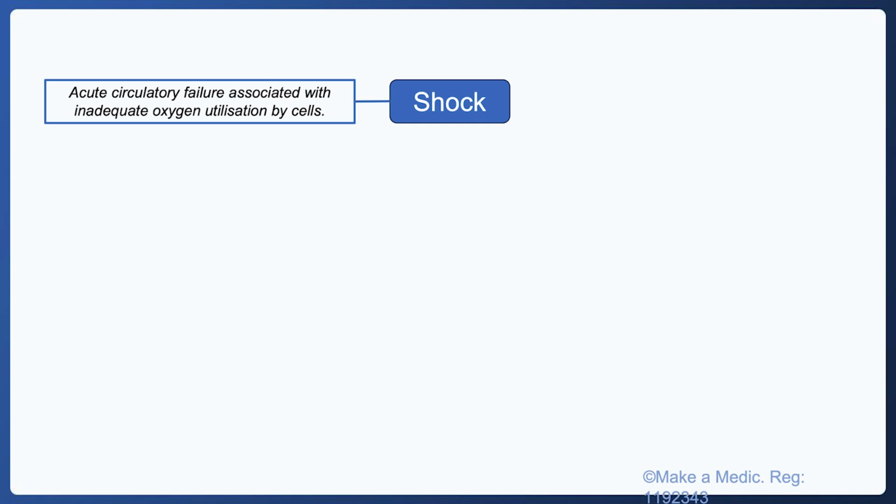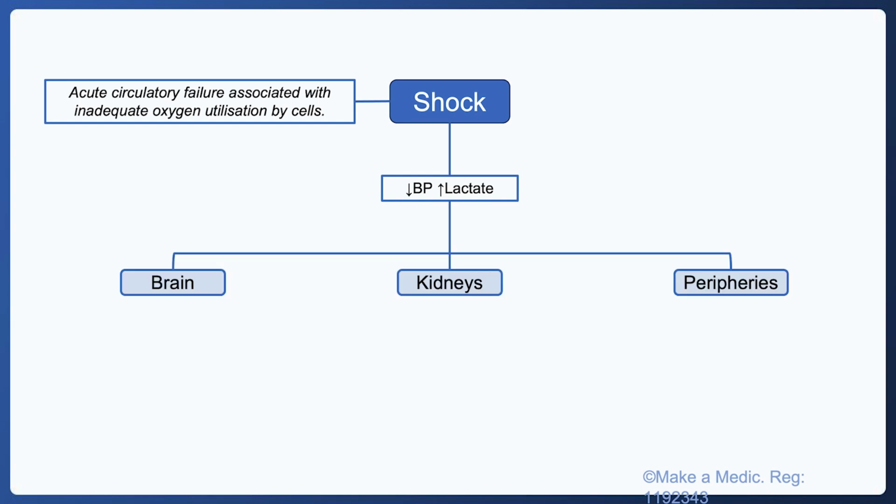The clinical picture will vary depending on the cause of shock, but two main objective markers that are often used in identifying shock are a low blood pressure and raised lactate. The other clinical manifestations can be deduced by thinking about the consequences of impaired perfusion of various organs. For example, reduced perfusion in the brain can manifest with a low GCS, and in the kidneys it can cause reduced urine output, and in the peripheries the capillary refill time may be prolonged due to capillary vasoconstriction.